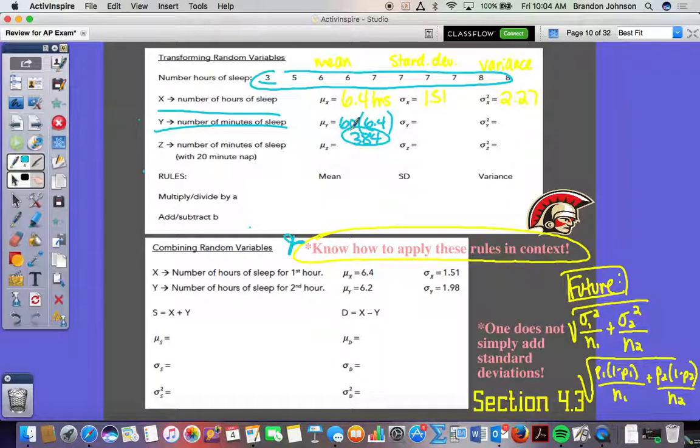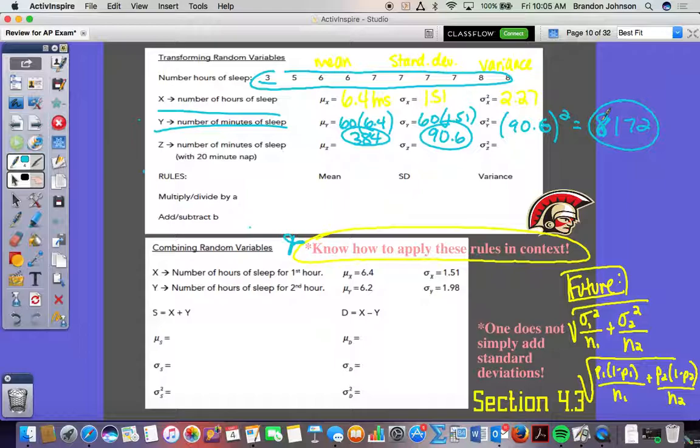Now let's go to the standard deviation. If I multiply all the values by 60, would that impact my standard deviation? Yes, it would. Good, Jordan. So it'd be 60 times 1.51, which gets us 90.6. Again, it impacts standard deviation as well as mean. To go from standard deviation to variance, we square it: 90.6 squared gives me 8,172. So does multiplication have an effect on everything? Yes, it does.